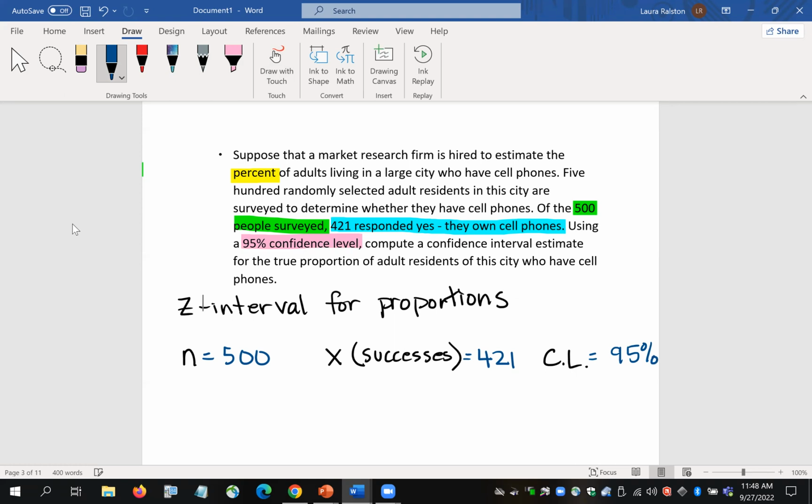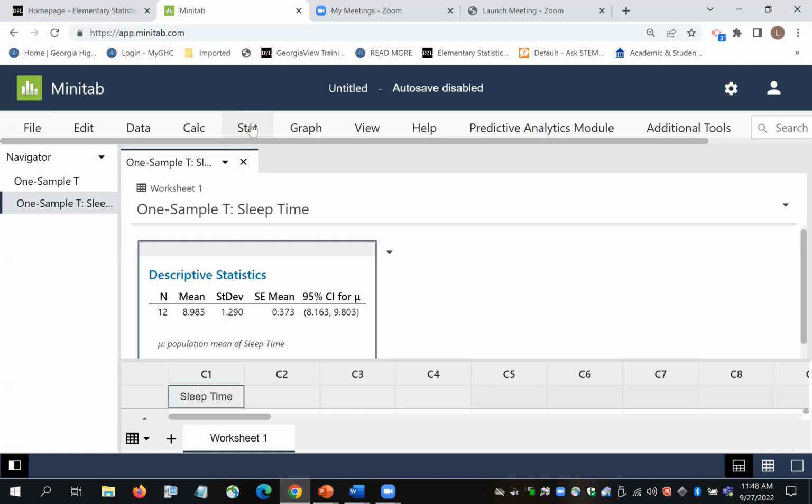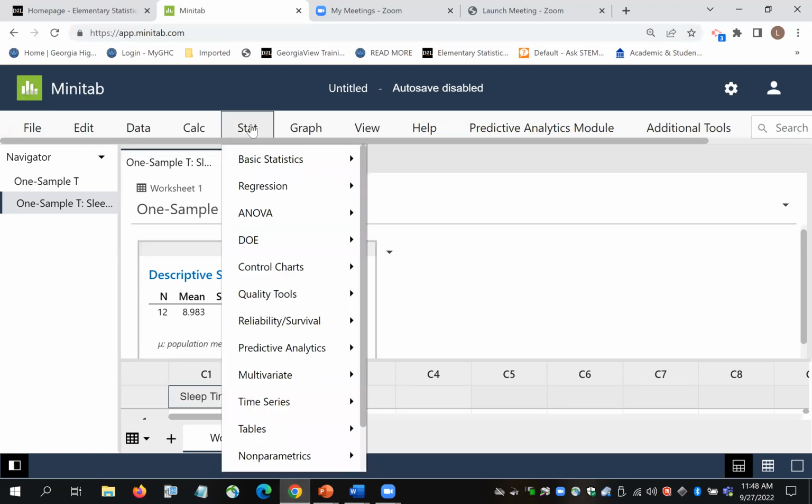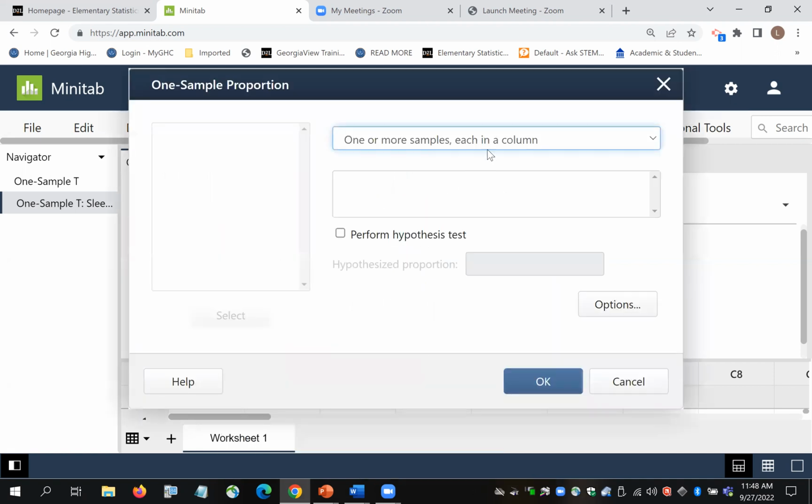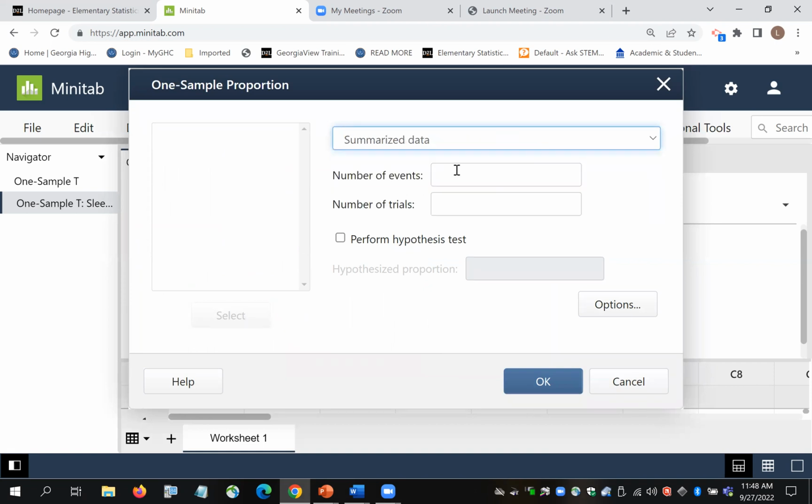So we have our sample size, we have X, which is our number of successes, and my confidence level is 95%. When I have those 3 things, I'm going out to Minitab. We go to Stat, Basic Statistics, 1 Proportion, because we're doing a proportion, not a mean. We have summarized data.